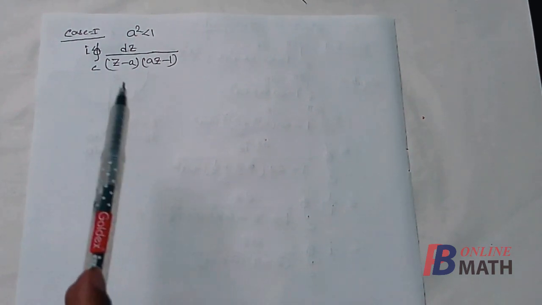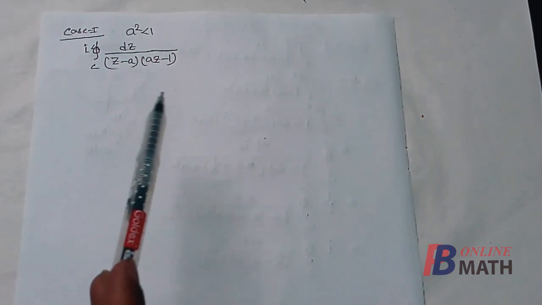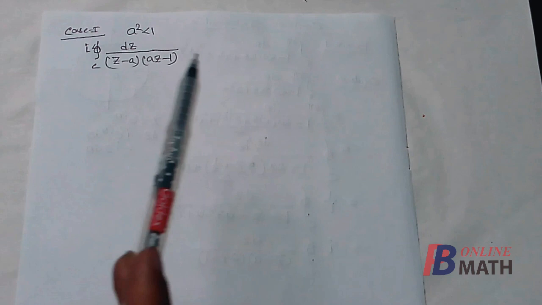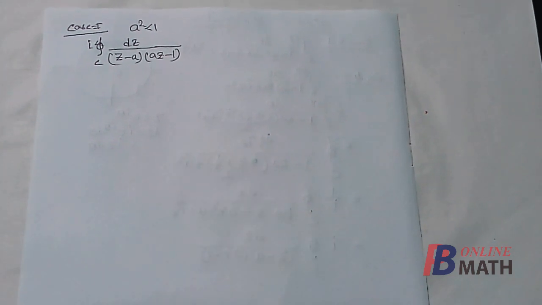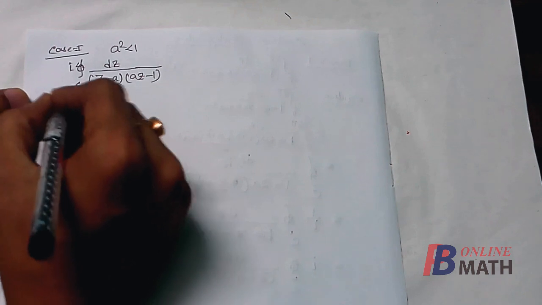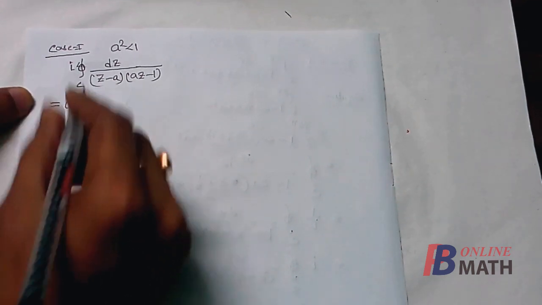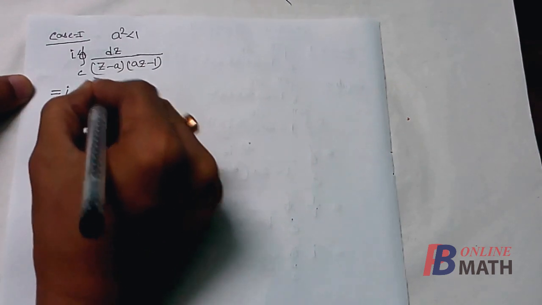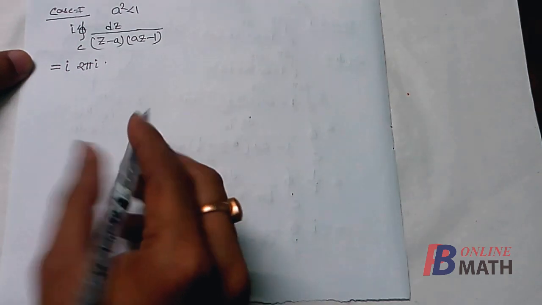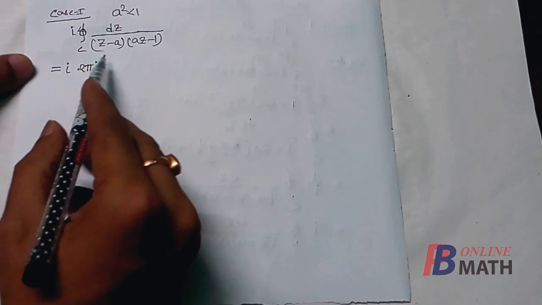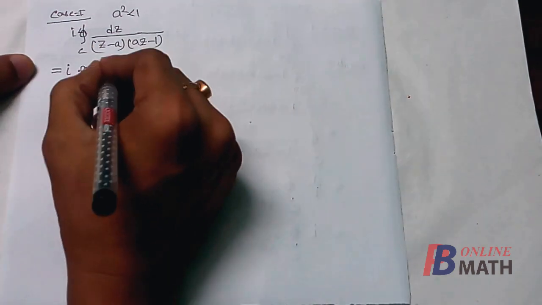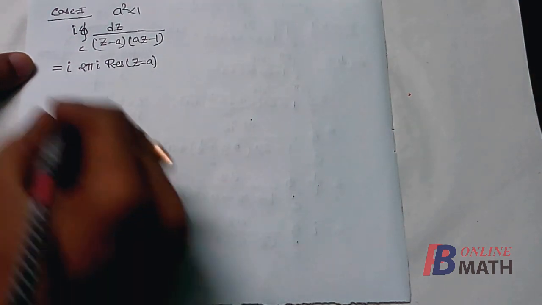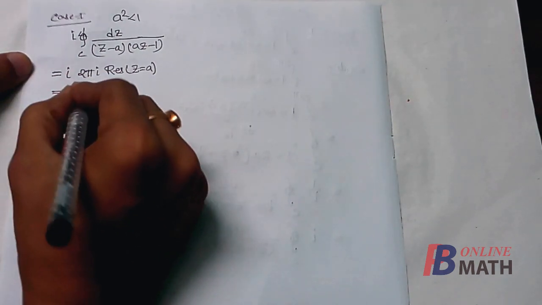So out of these two poles, the pole at z equal to a lies inside the unit circle, and the pole z equal to 1 by a lies outside the unit circle. So by Cauchy's residue theorem we can write it. First of all we write I, and we know that this integral is equal to 2 pi i into the sum of the residues. Here we have only one pole, at z equal to a, that lies inside the circle, so it should be the residue at z equal to a.